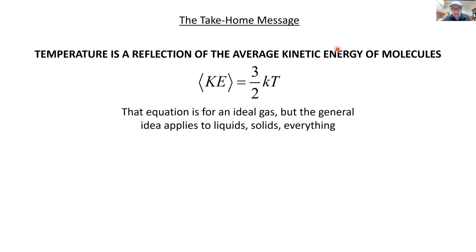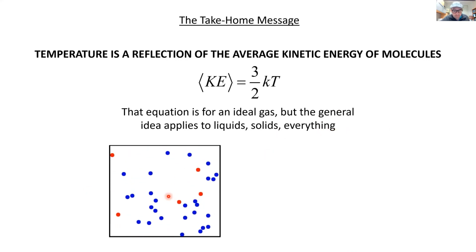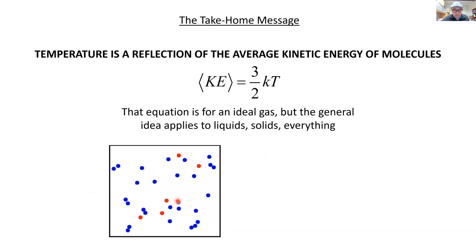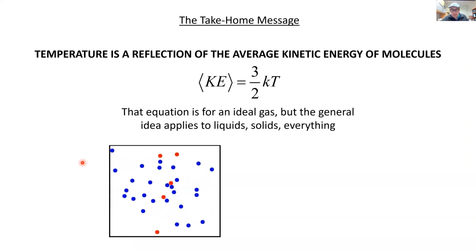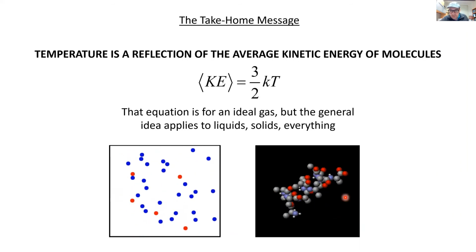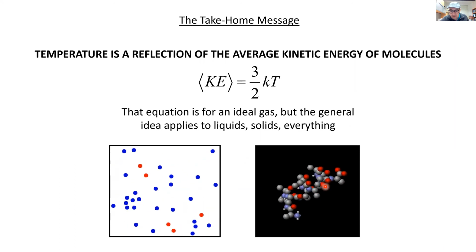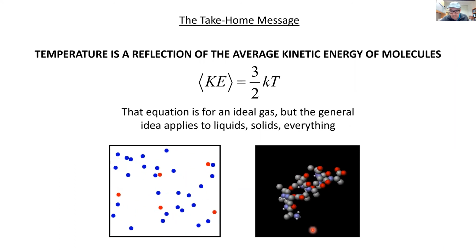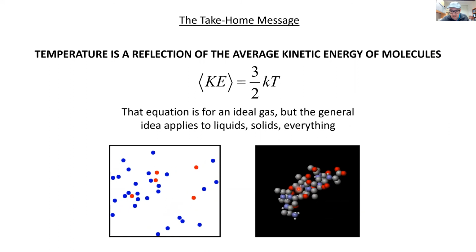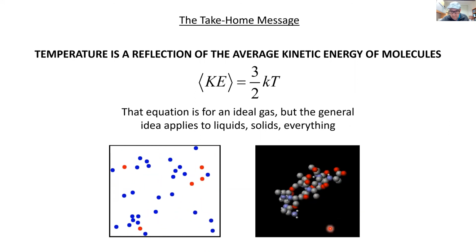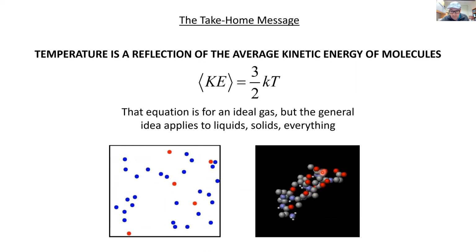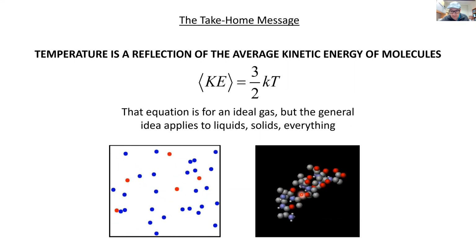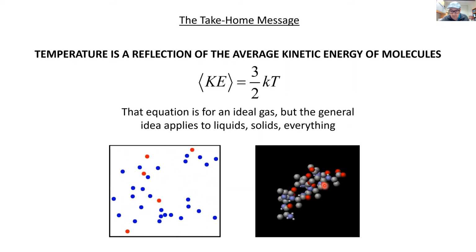But in general, this idea that temperature is a reflection of the average kinetic energy of molecules applies to everything, liquids and solids, etc. So for our gas, the hotter the temperature is, the faster these little guys move around. But everything is jiggling like that. So here's a big, let's say, organic molecule. And as the temperature increases, this kind of jiggling gets more and more violent. So molecules are not these fixed things. They jiggle around like this. And that's very important for how they interact with one another.